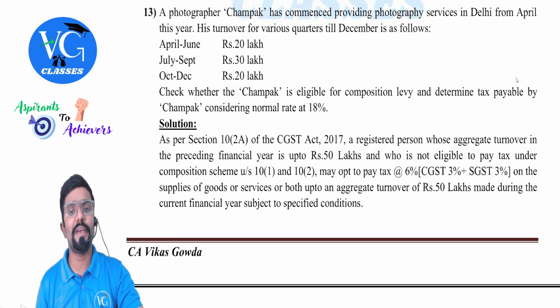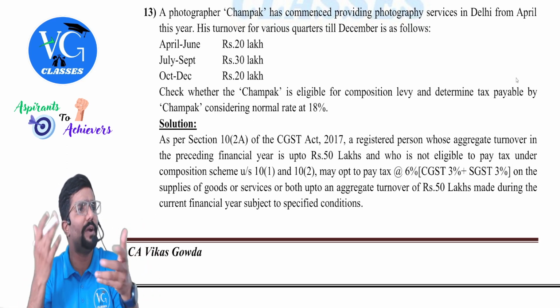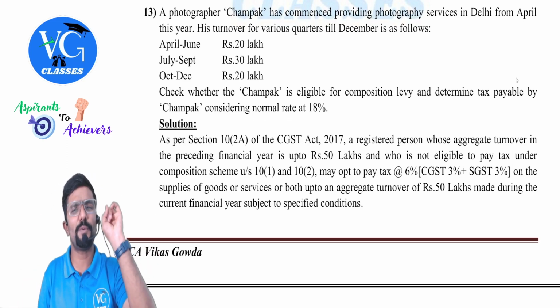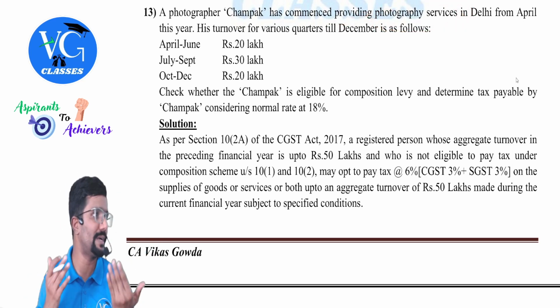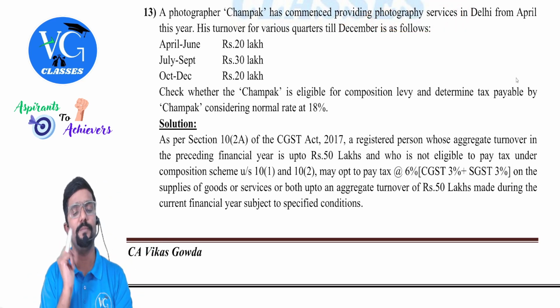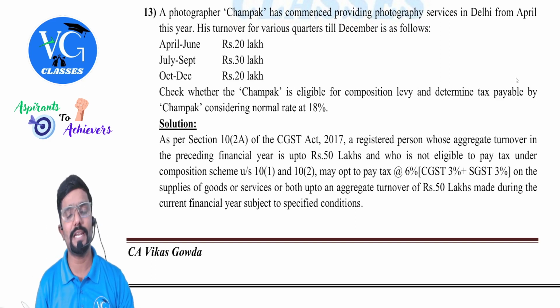His turnover for the various quarters till December is as follows. April to June, 20 lakh. July to September, 30 lakh. October to December, 20 lakh. They didn't mention whether it is taxable or exempt. What do you assume? Taxable, because he is providing only one service, photography. Is photography service exempt? No. Taxable. Check whether Champak is eligible for composition levy and determine the tax payable by Champak, considering the normal rate as 18%.